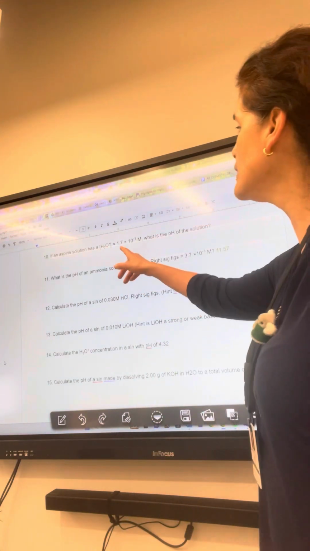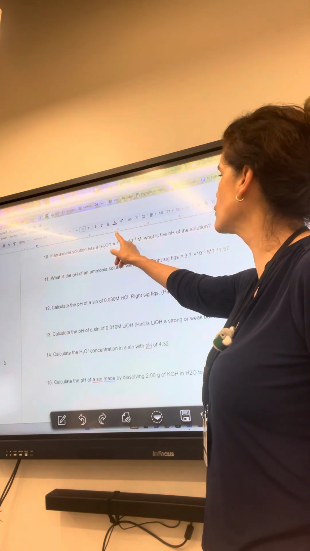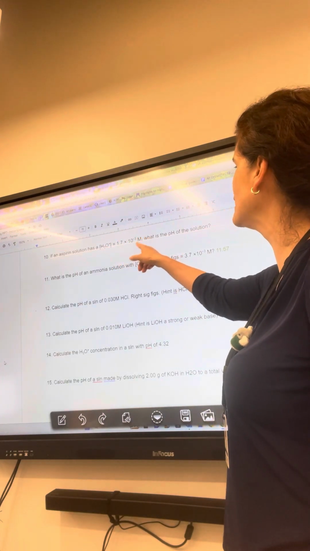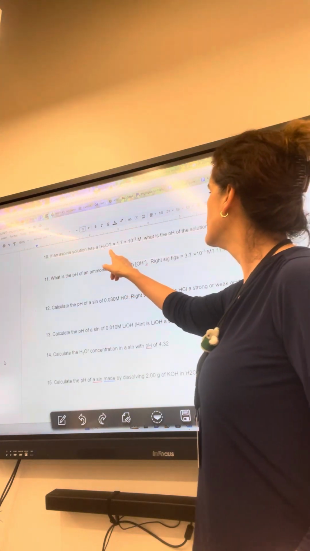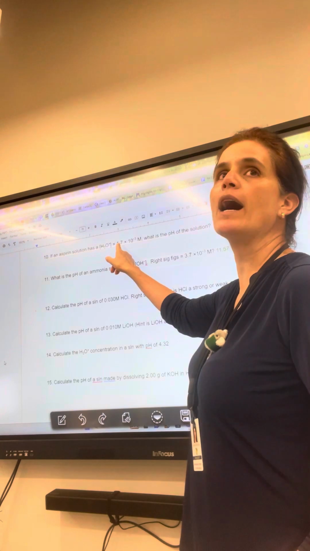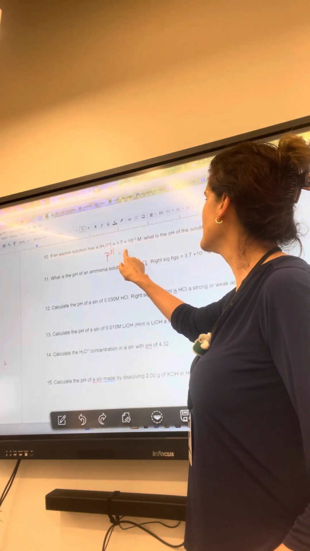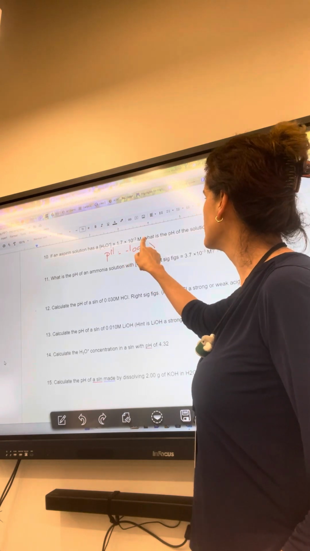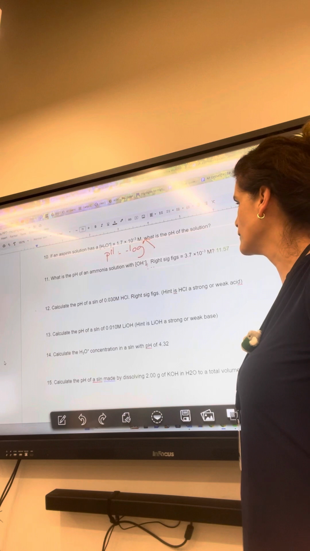If an aspirin solution has a hydronium or hydrogen concentration of 1.7 times 10 to the negative 3, what is the pH? Put it in your calculator. So pH is the negative log of that. It has to be 2.77, I think.